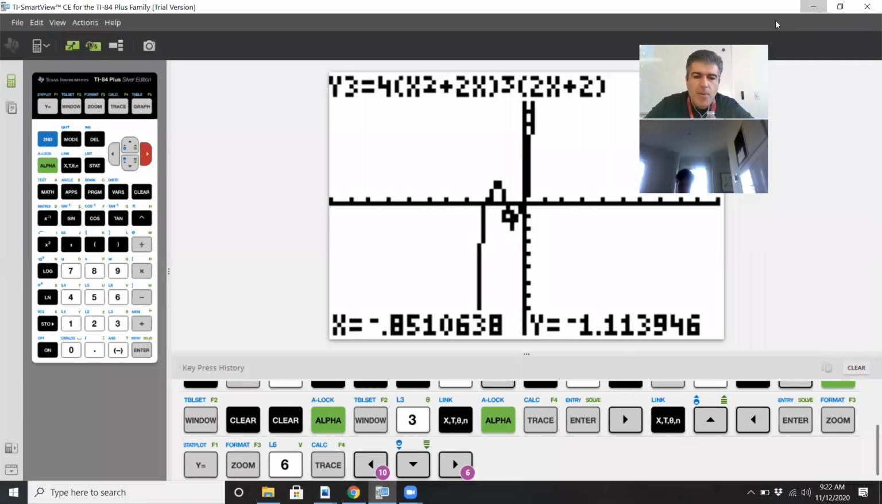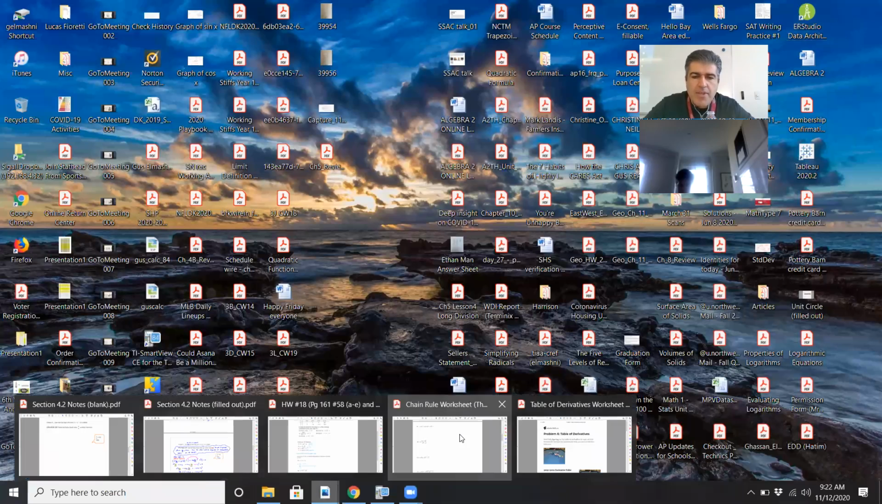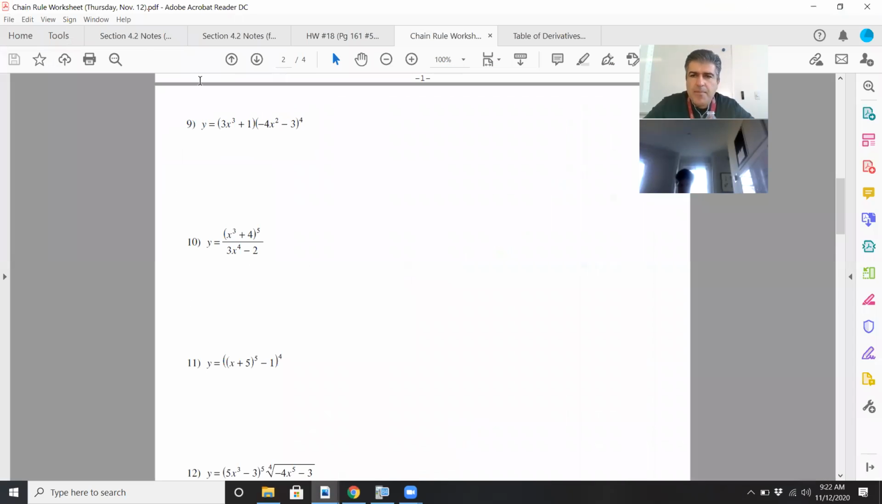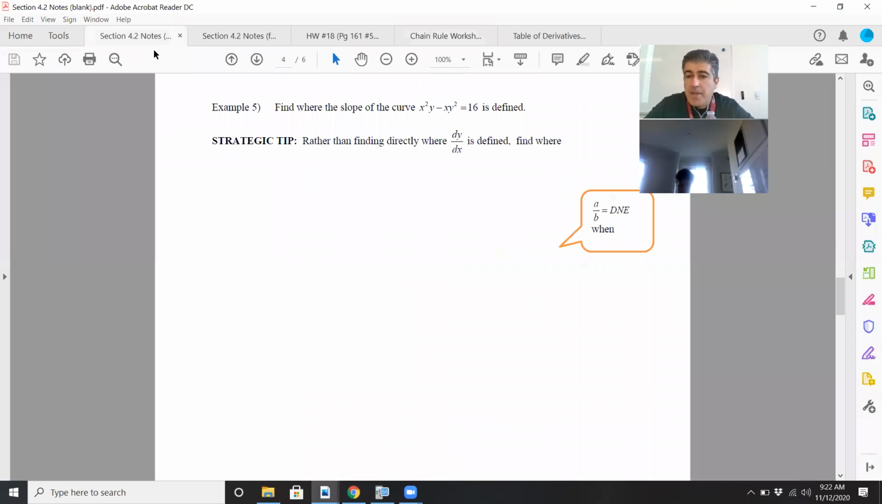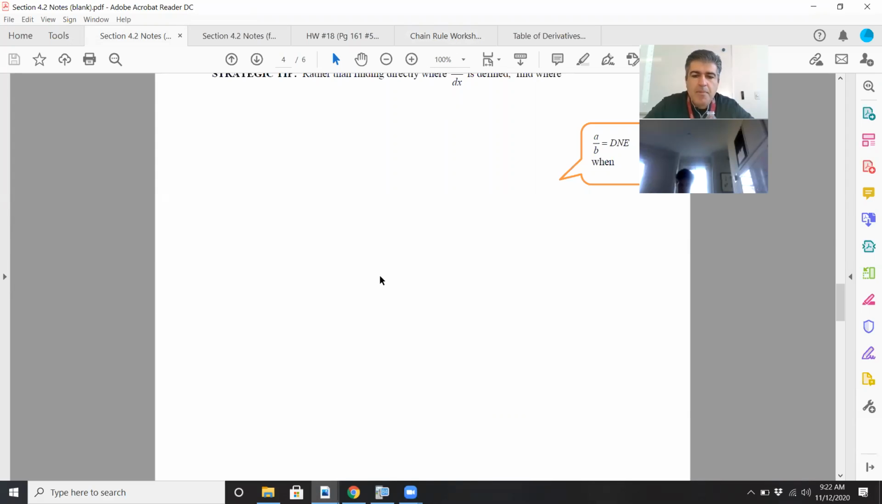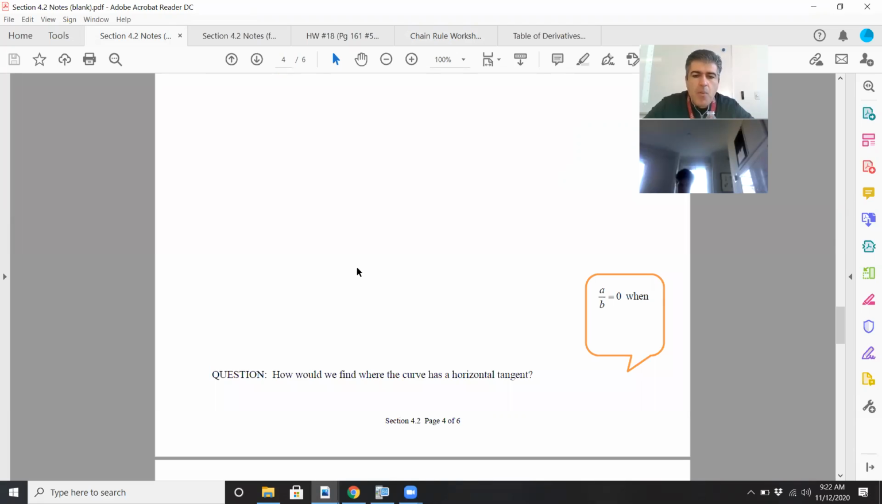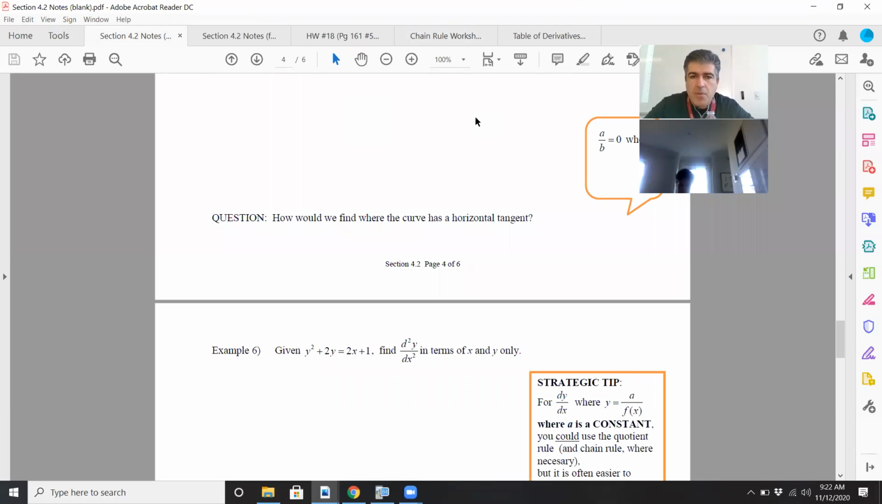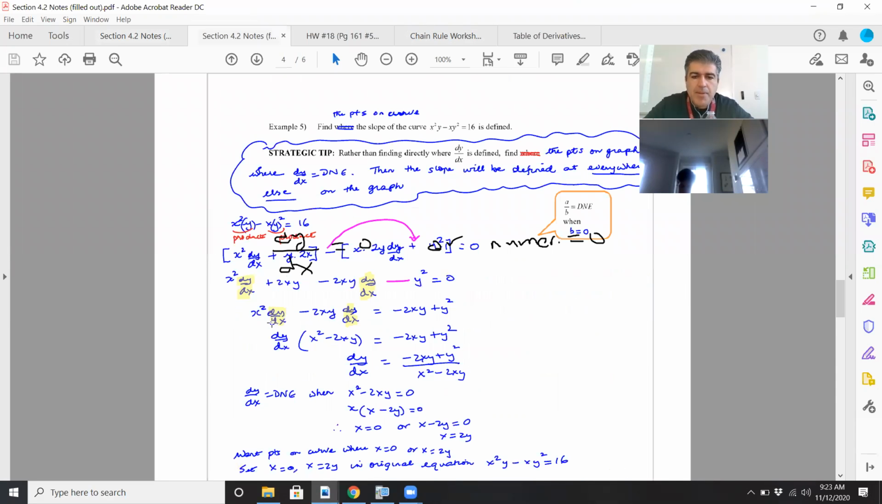We can't do this on the TI-84 calculator because you have to isolate y, and actually it's impossible to do for this problem. So that's that one. Now, where can you find a horizontal tangent? Well, of course, when dy over dx is 0, or the numerator is 0. I already forgot the answer, so I'm just going to pull up the completed notes.